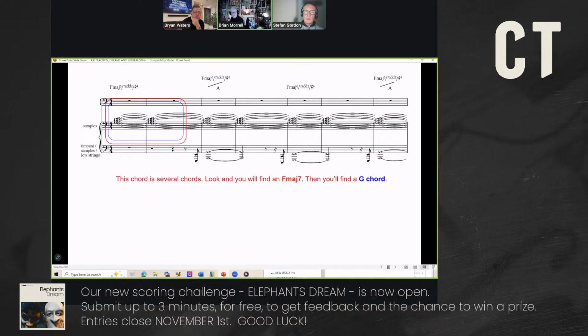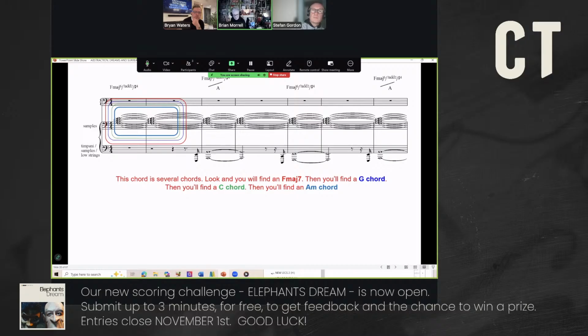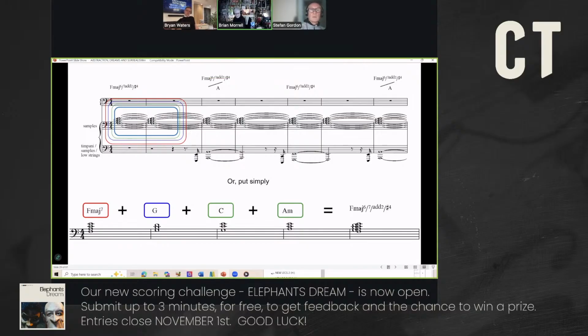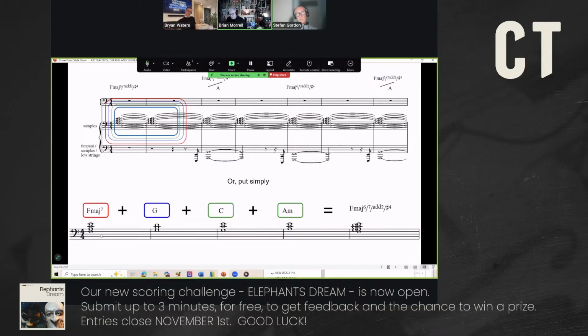Okay. And if you look at a certain bunch, if you cherry pick that chord, you would then find a C chord. And if you cherry pick again, you'll find an A minor chord. Put simply, you've got the F major 7 added to the G, added to the C, added to the A minor, and that is your quintessential Man of Steel chord, basically.